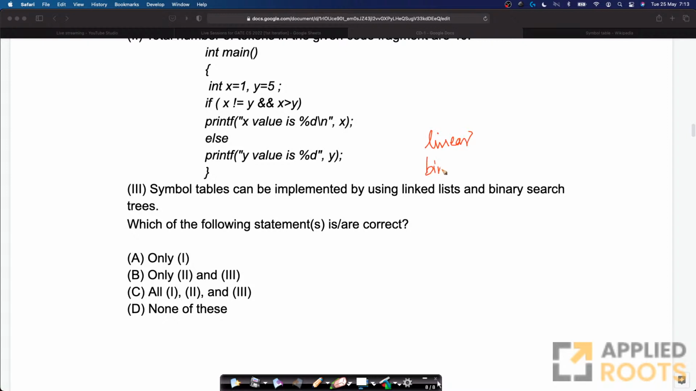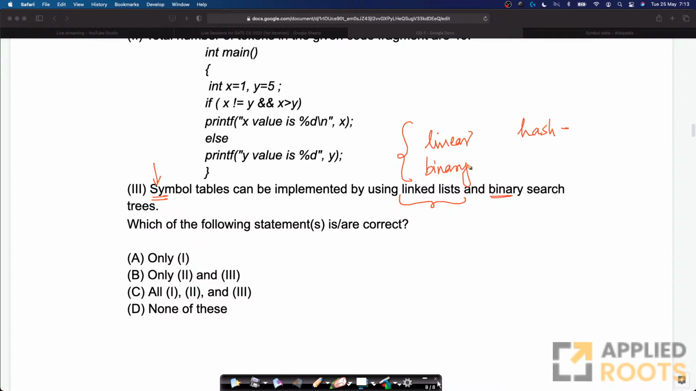You can do a binary search, or you can do a hash table based order of one search, right? These are the three ways you can implement a symbol table. If you implement it using a linked list, you will have a linear search. The time complexity of searching into the symbol table is larger, but it's not that you can't implement it using a linked list. You can. Nobody is stopping you from that, but it's not an optimal implementation.